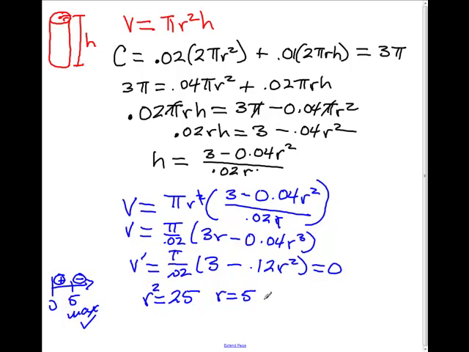Now, in order to find h, I need to come back up and plug into this expression to find h. And in doing so, I get h equals 20. Okay, and that would be inches for both of these dimensions. And those are the dimensions of the largest can that can be built within those constraints.